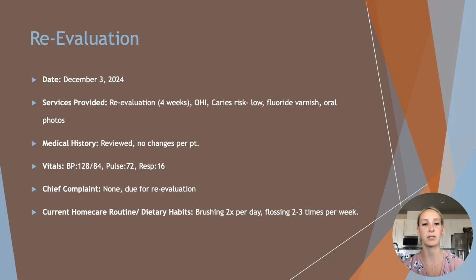I saw the patient for his reevaluation appointment on December 3rd, 2024, and we did the reevaluation, OHI, caries risk, which was now low, fluoride varnish, and oral photos. Medical history was reviewed, no changes per patient. Vitals: 128/84, pulse 72, respiration 16. Chief complaint, none, just knew that he needed to come back in for the reevaluation. His current home care routine and dietary habits: brushing 2 times per day, flossing 2 to 3 times per week.